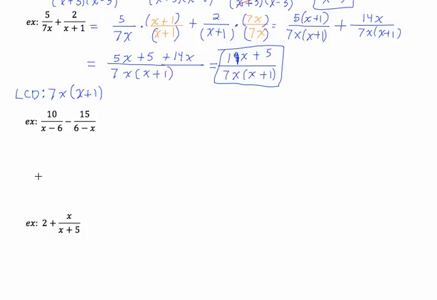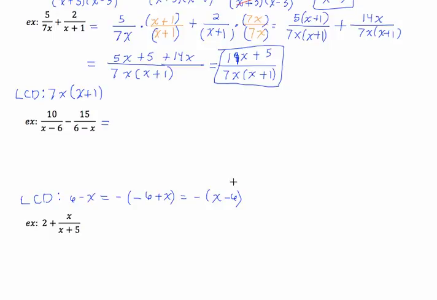Okay, so we need to figure out what is the lowest common denominator for x minus 6 and 6 minus x. Well, we did one like this in the previous section because 6 minus x is very similar to x minus 6. All you have to do is factor out a negative 1 and you'll get negative 6 plus x, which is the same as the negative of x minus 6. These are really the same denominator. They only differ by a negative. So let's just rewrite this one.